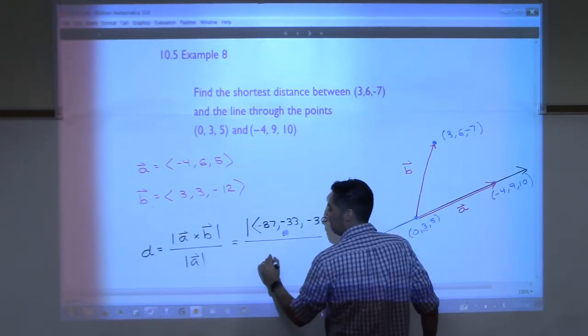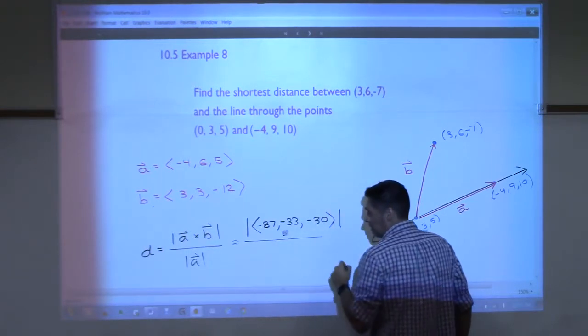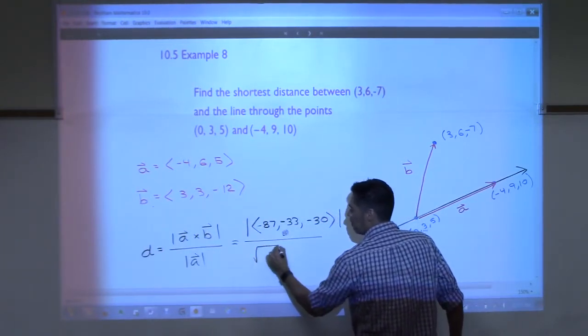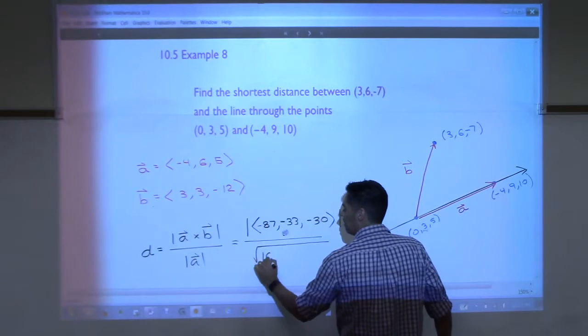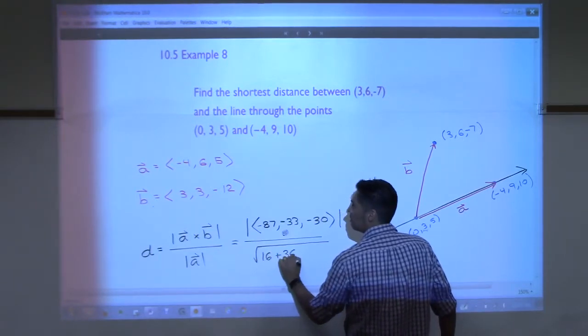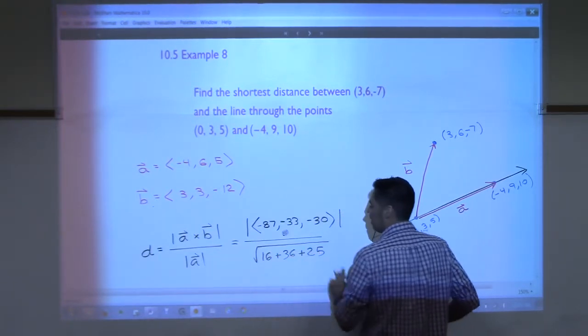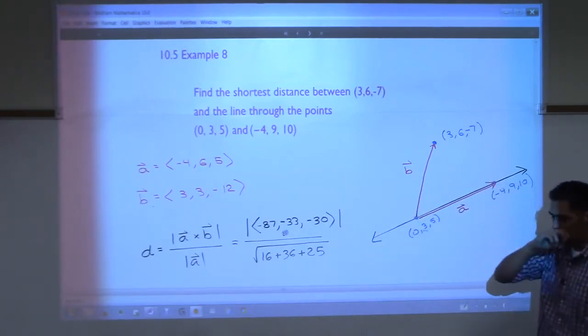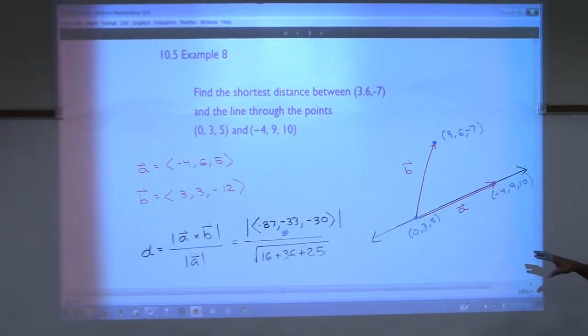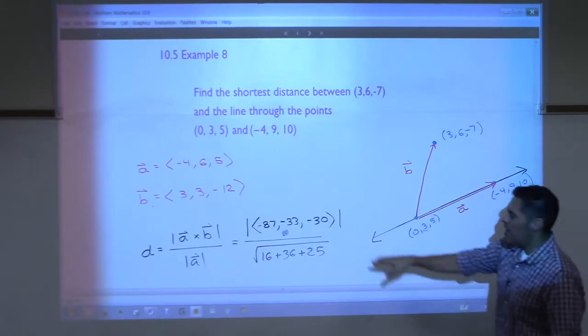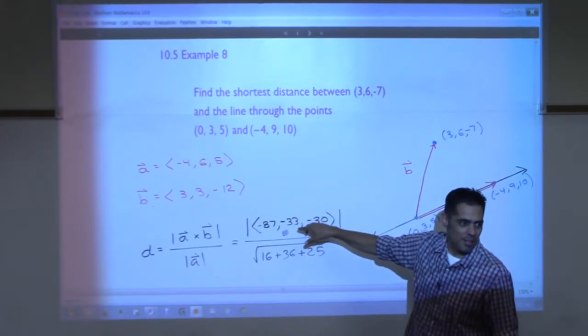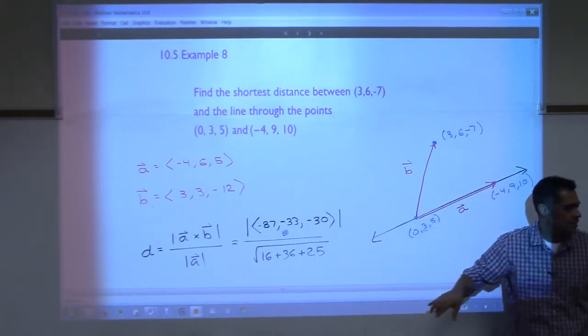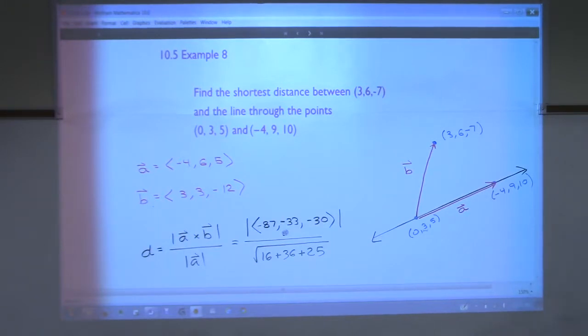Magnitude over the magnitude of A, which means I'm going to need to do the square root of 16 plus 36 plus 25. That one I can kind of just see it and put the components and square them. I have not taken this magnitude yet. That's my next line. Y'all see it all though? Any questions?